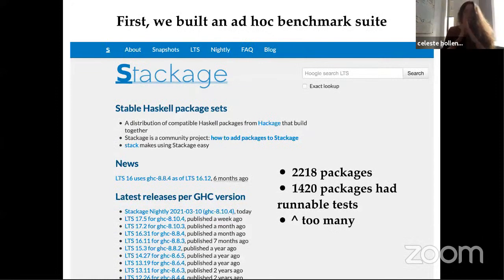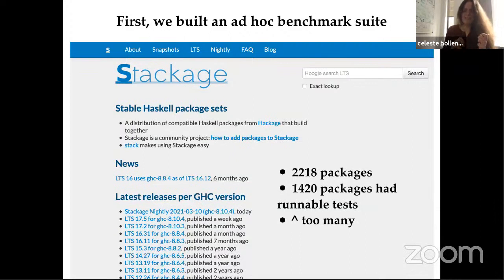So I chose one single Stackage nightly build to look at, and I downloaded it. That build had 2,218 packages. Among those, 1,420 had runnable tests. That is too many packages for training or analysis.